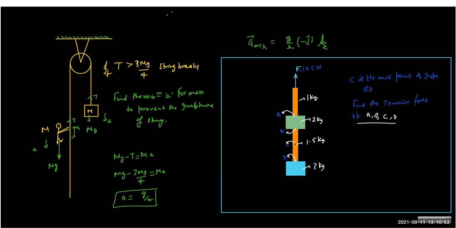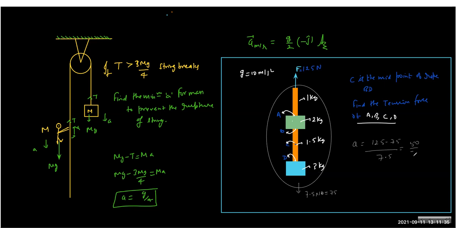So upward force is 125 newton. And the gravity will pull, let's take g as 10 for simplicity. The entire mass is 7.5 into 10, which is 75 newton. And therefore the acceleration is obvious. The net force is 125 minus 75, that is 50, divided by 7.5, which is 20 by 3. So let's keep it like this.